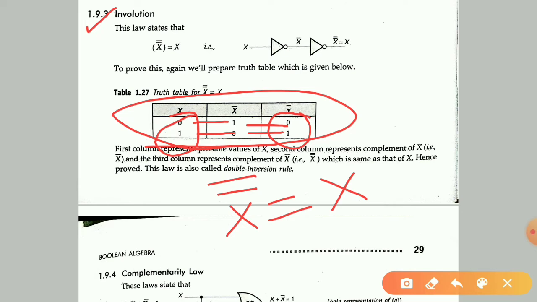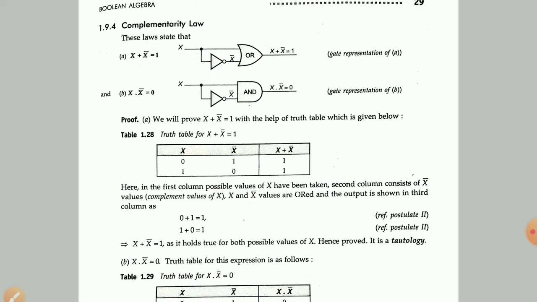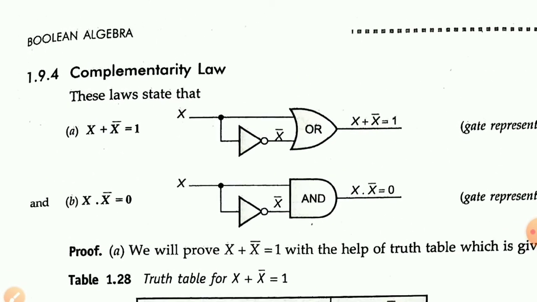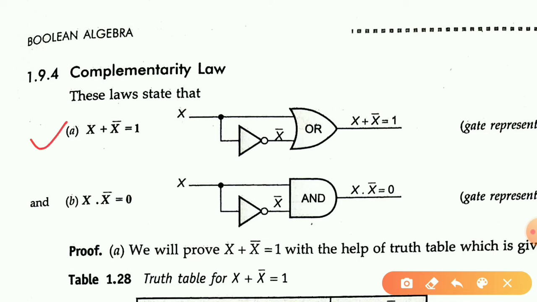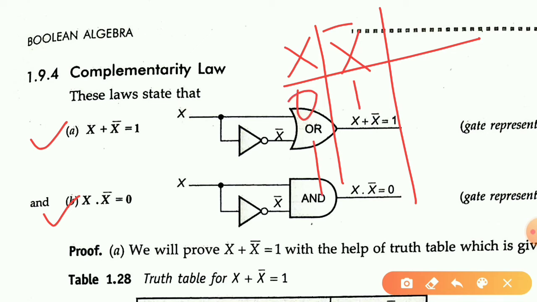This states the involution law. Now let's move to the next law, that is the complementarity law. Here the word complement refers to the bar. First law: x plus x bar equals 1, and second law: x dot x bar equals 0. So here I am taking one input x and we are finding x bar. So when x is 0, 1, x bar will be 1, 0.